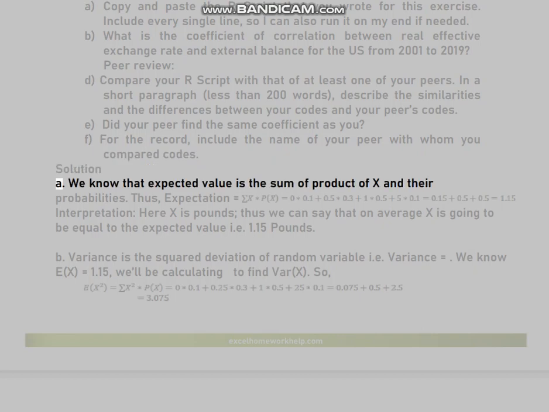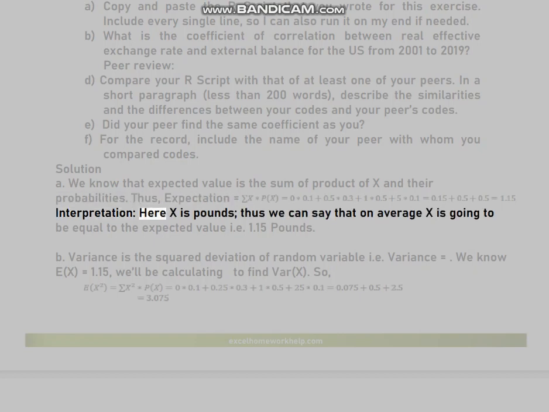Solution. A. We know that expected value is the sum of the product of X and their probabilities. Thus, the expectation is computed. Interpretation: here X is in pounds. Thus we can say that on average X is going to be equal to the expected value, i.e., 1.15 pounds.